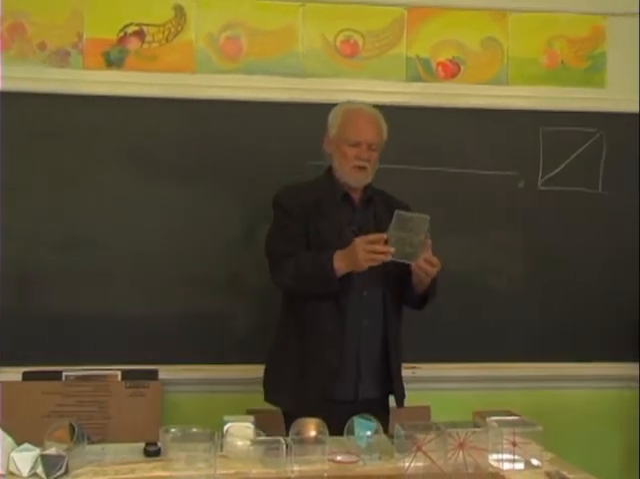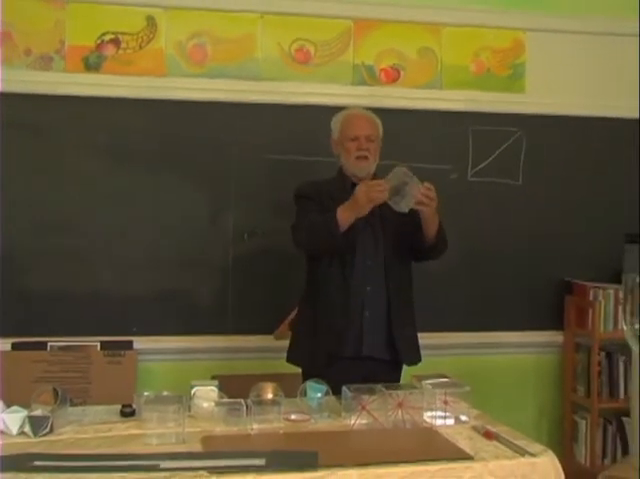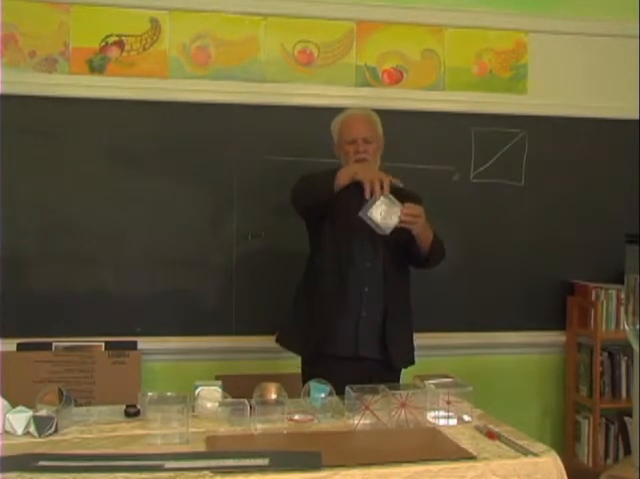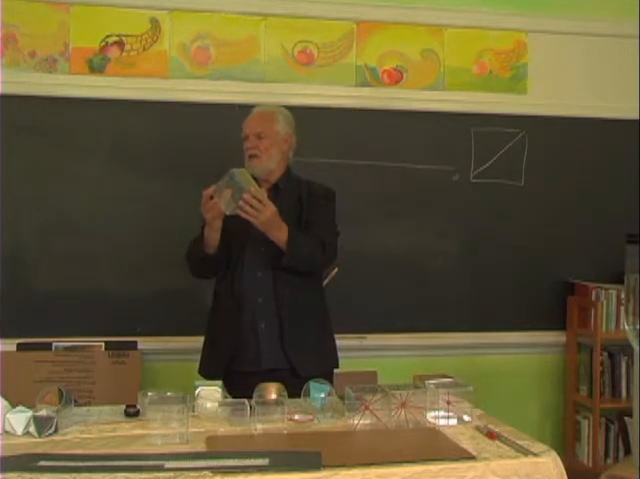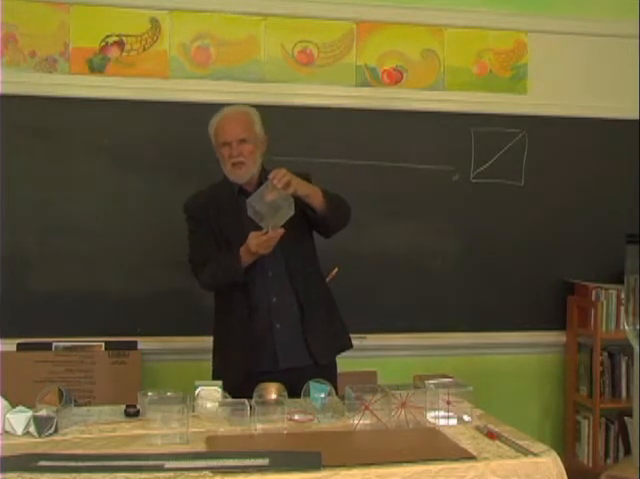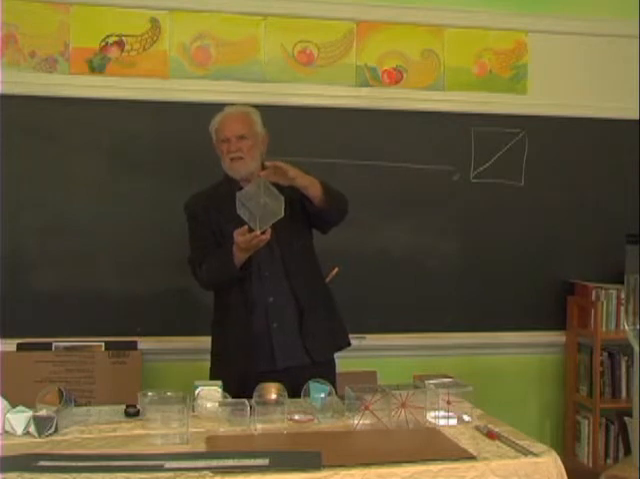But remember that root 2 divides it exactly in half this way. So if I take this half off and this half off, divides the cube exactly in half. If I go root 3, okay, it divides it in half three-dimensionally.